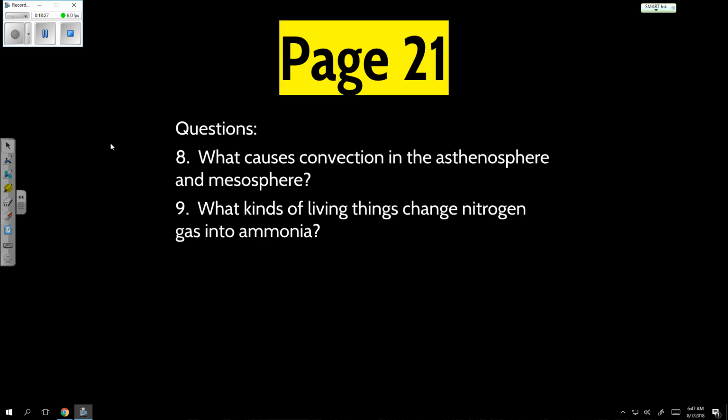Question number 8 asks, what causes convection in the asthenosphere and mesosphere? The answer: heating of rock inside the Earth by radioactive decay.